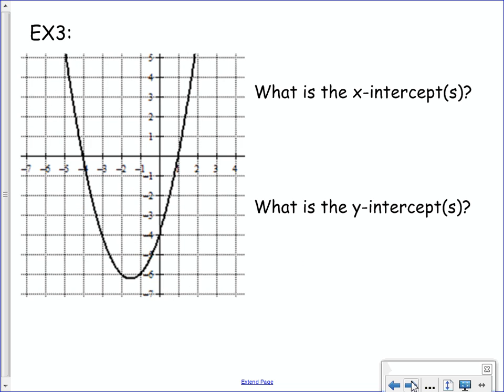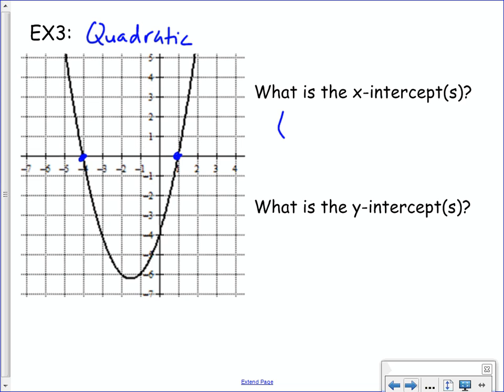What family? All together! There it is. Quadratic. What is the x-intercept? Yes! You can have 2. Absolutely. You can have 2 x-intercepts.